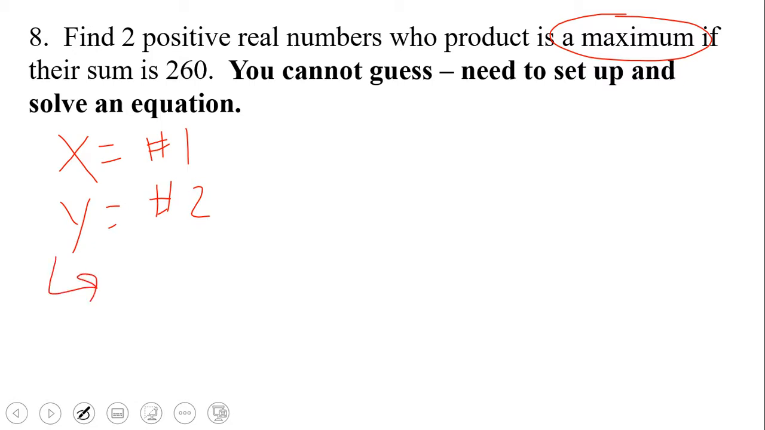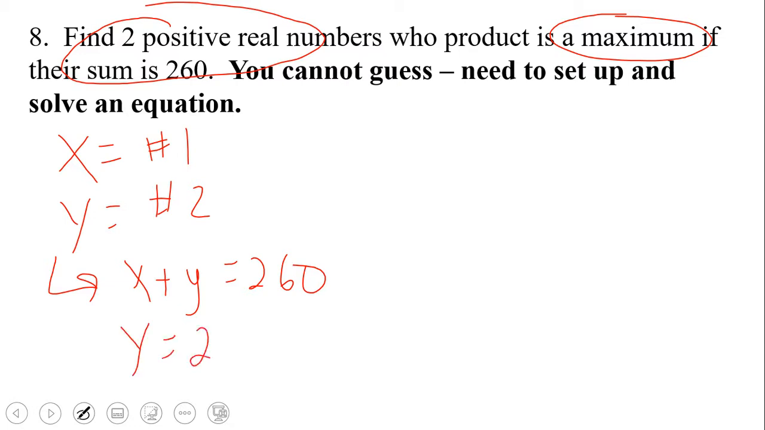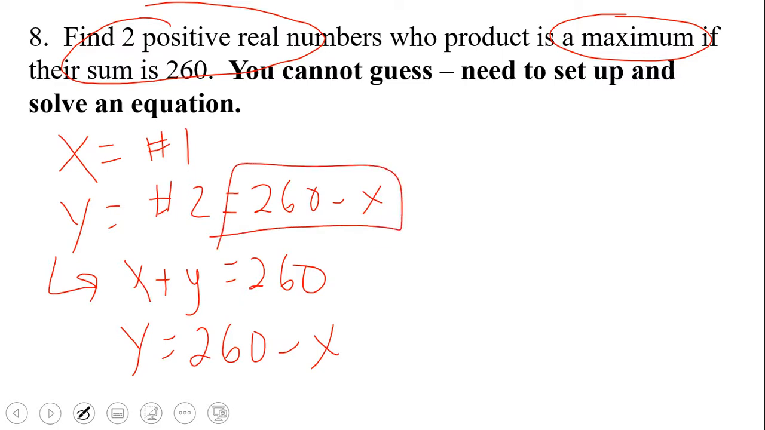So in order to do that, you have to think about what is the relationship between x and y. The fact that they're telling you that your 2 positive real numbers have a sum of 260 is telling you that if you add x to y, you're going to get a sum of 260, which means to get the y by itself, you're going to subtract the x. And so you're going to call your second variable 260 minus x. So 260 minus x will give me the second number. x will give me the first number.